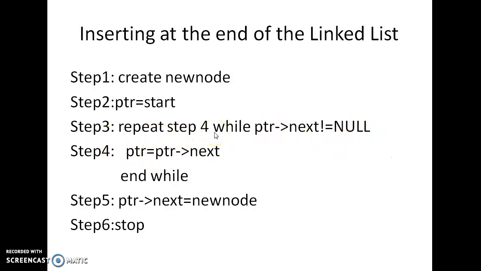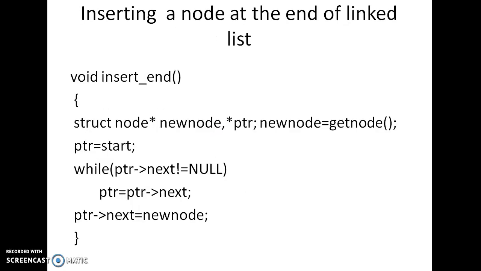Then how do we write this function? See here, I am taking the new node and pointer, and I am creating the new node initially by using the getNode function. Then our pointer starts at start, and while PTR of next is not equal to null, the pointer is incremented to the next node. At the end, pointer of next will be pointing to the new node. This is the code for inserting a node at the end of the linked list.